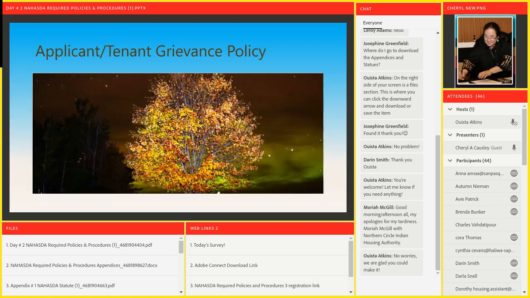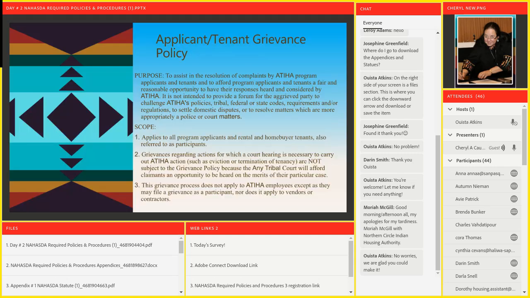So you need an applicant tenant grievance policy also. The purpose is to assist in resolution of complaints by your program applicants and tenants, to afford program applicants and tenants a fair and reasonable opportunity to have their responses heard and considered by the housing entity. It's not intended to provide a forum for an aggrieved party to challenge your policies, your tribal, federal, or state codes, requirements, and/or regulations, to settle domestic disputes, or to resolve matters which are more appropriately a police or a court matter.